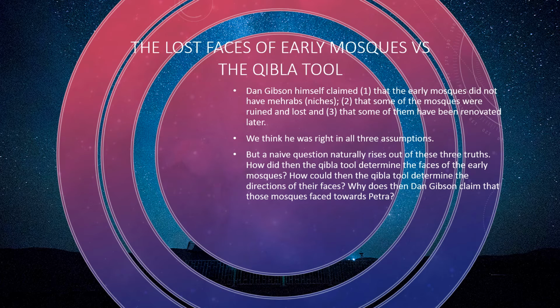But a naive question naturally rises out of these three truths. How did then the Qibla tool determine the faces of the early mosques? How could then the Qibla tool determine the directions of their faces? Why does then Dan Gibson claim that those mosques faced towards Petra? The answers to these questions must necessarily be negative. No positive reply is possible.